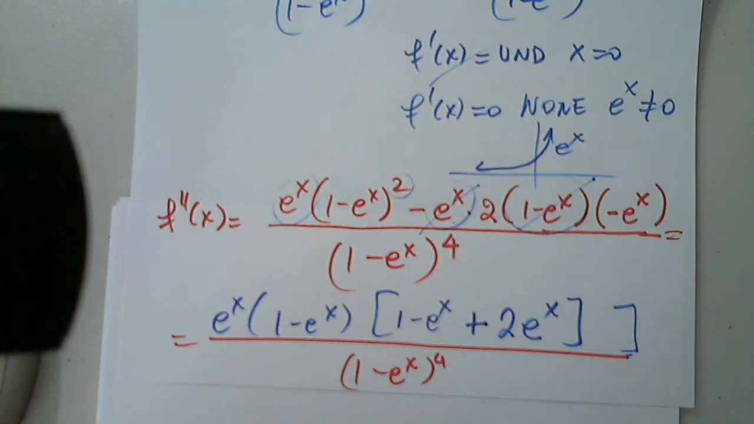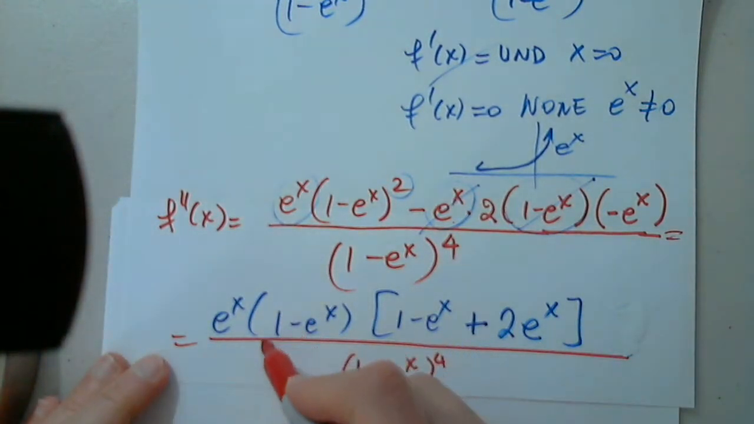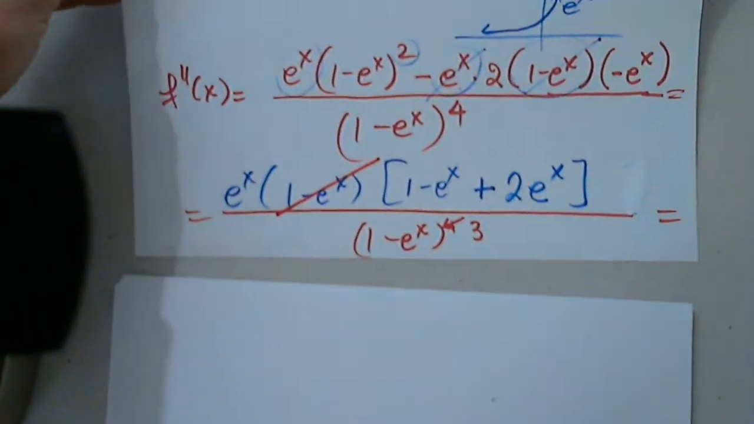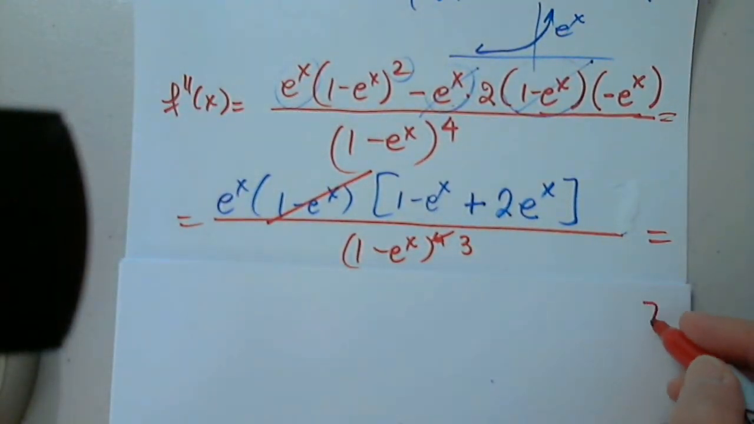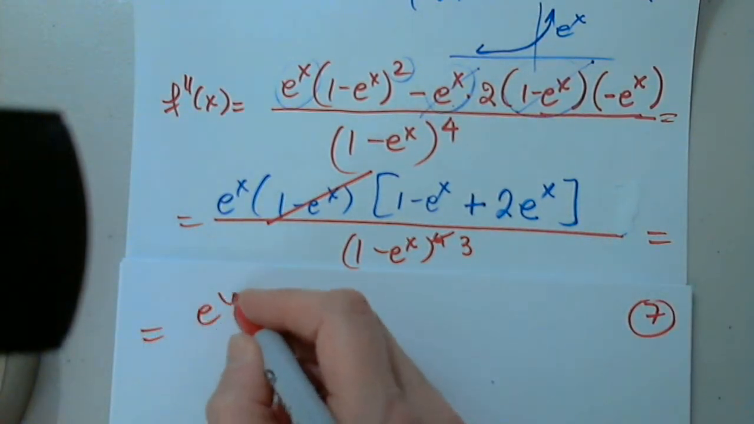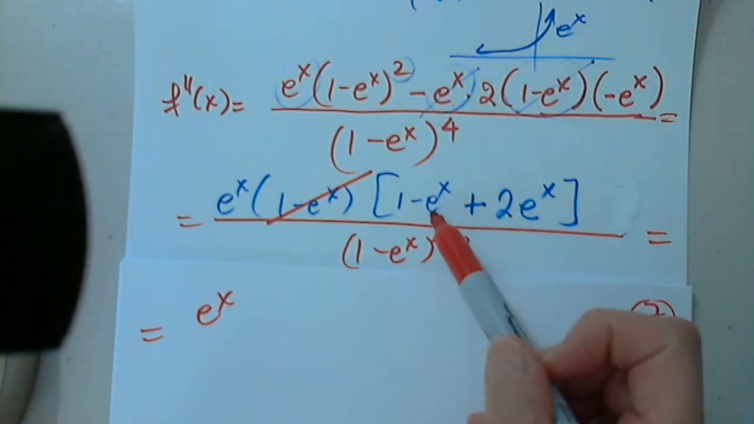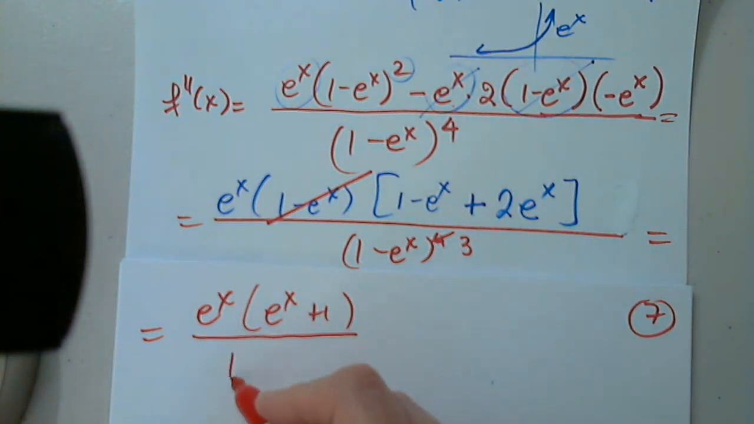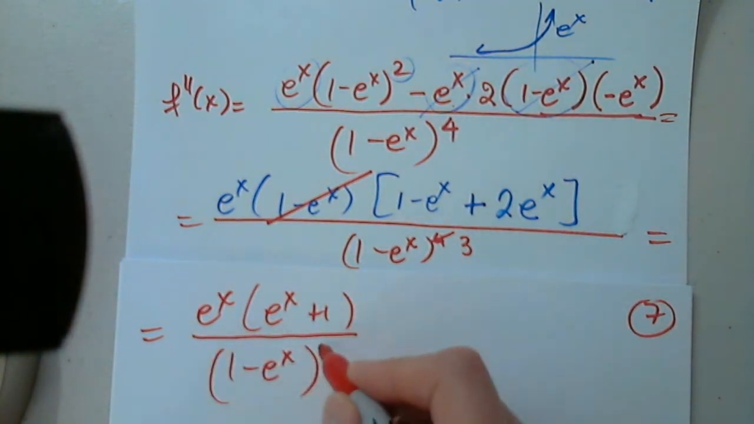Any questions so far? Any questions? Yes, now I can do this. And then I continue, and this is my page 7. I have e to the x and 2 minus 1. So e to the x plus 1 over 1 minus e to the x to the third.